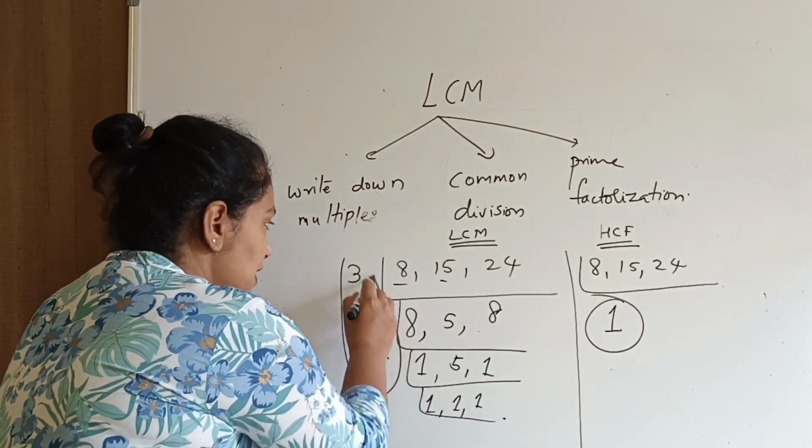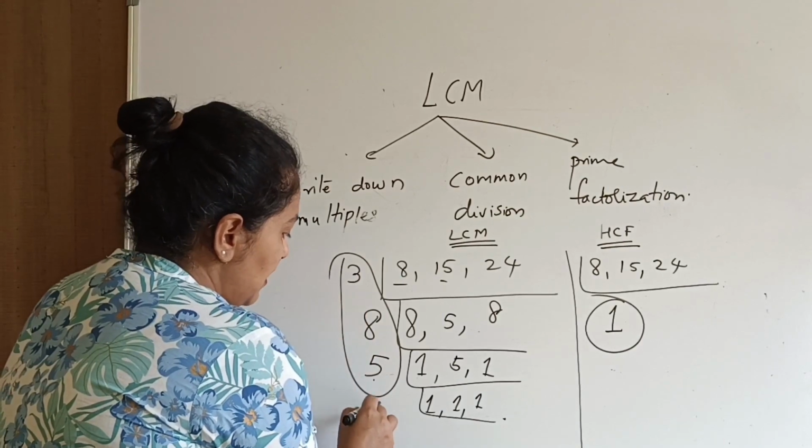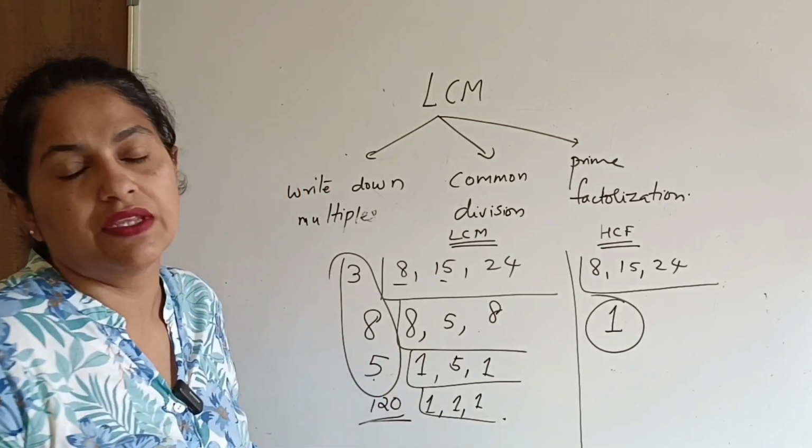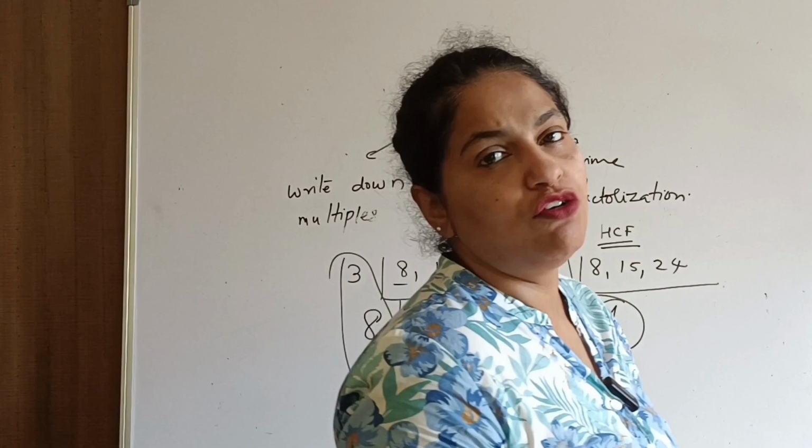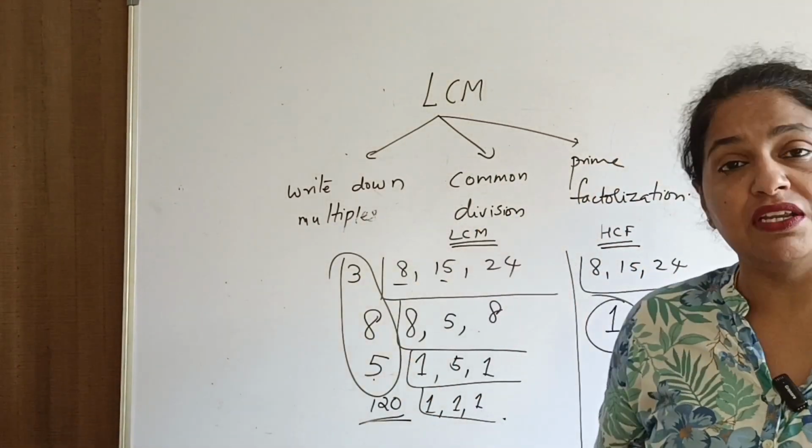Now multiply these 3. 8 5s are 40. 40 into 3 is 120. This is how you find the HCF by common division method.